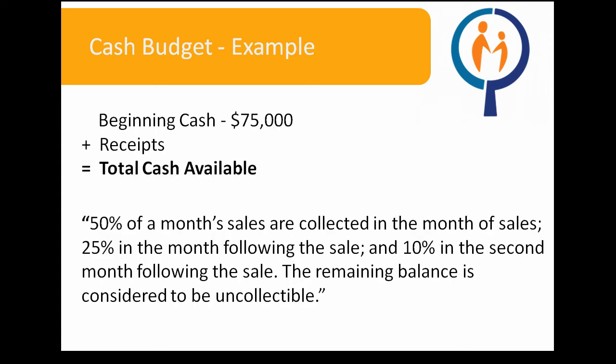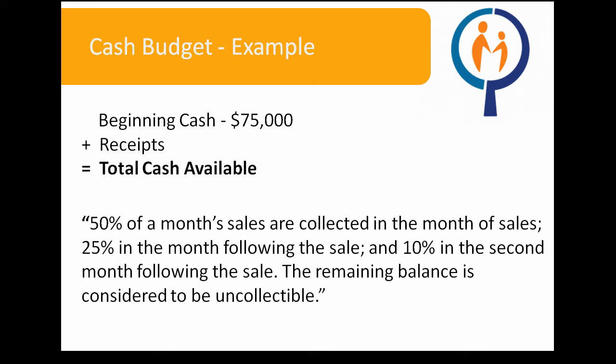The best way to approach a budget with multiple months is to go 1 month at a time. We begin by calculating the first section of the cash budget. As a reminder, the first section involves taking your beginning cash and adding any cash inflows or receipts to find the total cash available. In January, our beginning cash balance was $75,000. This was given to us in the question.